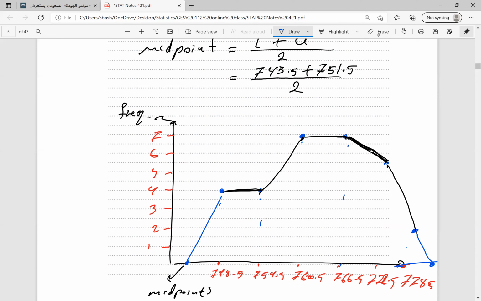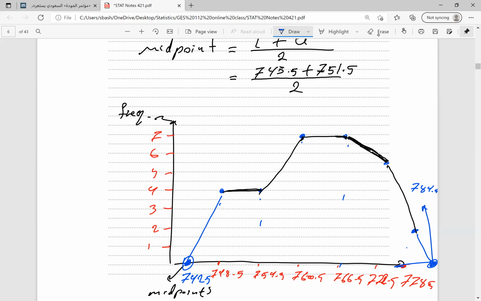Now, what are these points? The closing point. The first one is just the midpoint of the class before the first one. Let me call it zero class. So this point will be 742.5, just minus 6, the class width, to close the frequency polygon. For the last one, we add 6, so this point should be 784.5.